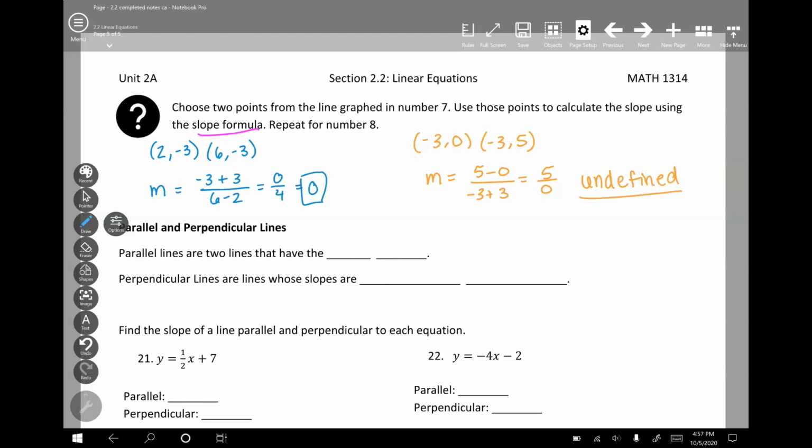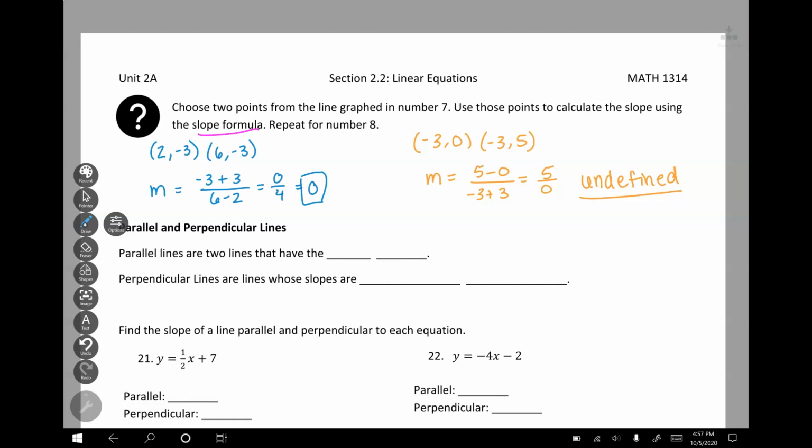So that's why you've been told in the past that a vertical line has an undefined slope. If you try to calculate the slope, you're going to be dividing by 0, and we can't divide by 0. Therefore, the slope is undefined. Okay, so just to recap, if you have a horizontal line, the slope is always going to be 0. And if you have a vertical line, the slope will always be undefined. And even if you try to calculate the slopes using the slope formula, you will get those slopes.